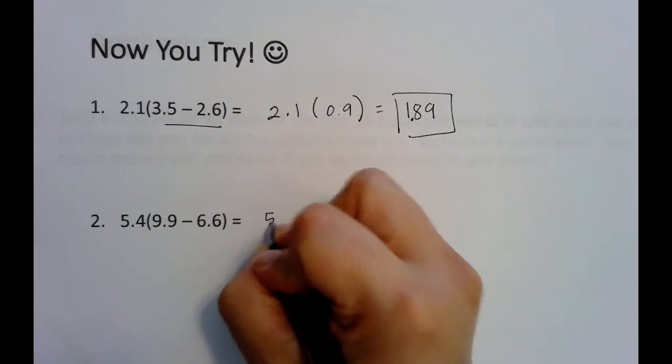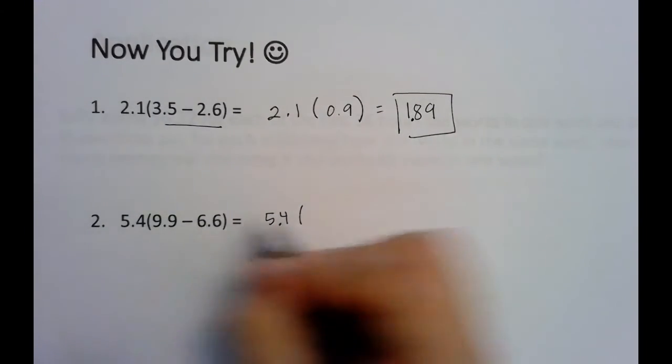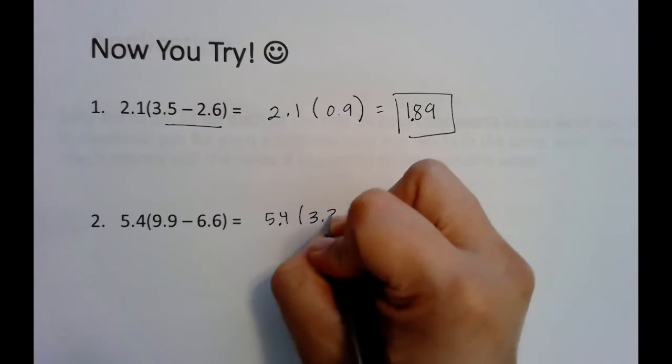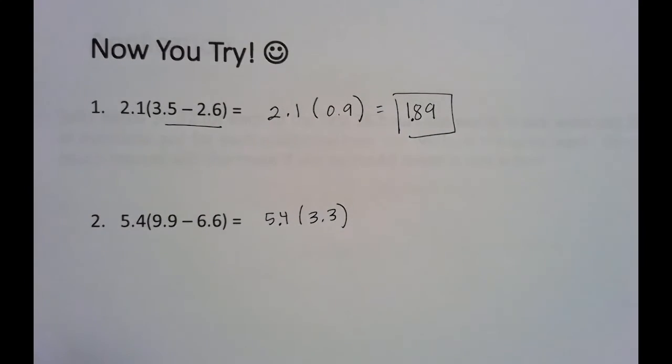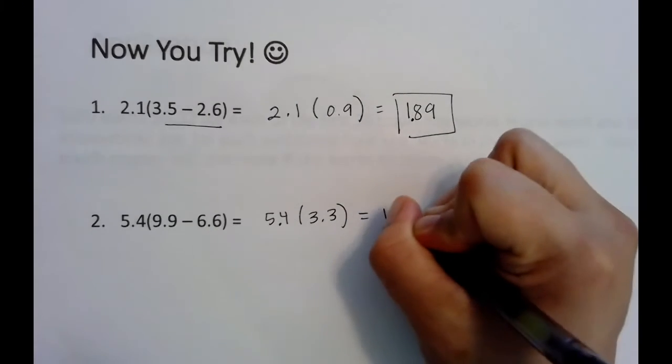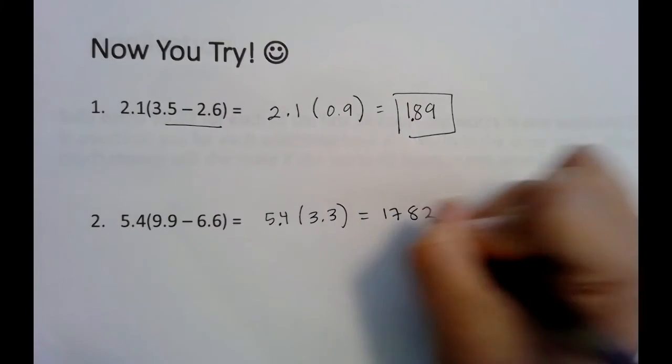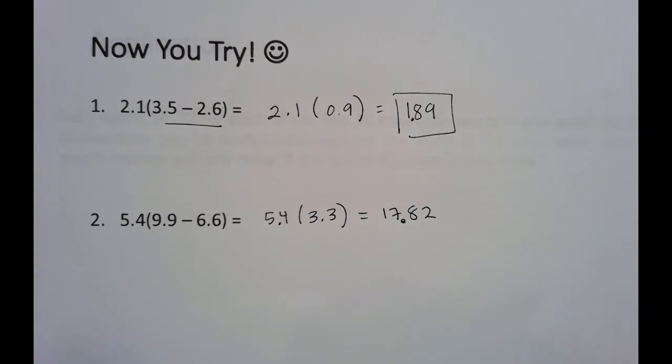And then same here, we're going to do inside the parentheses first. So 9.9 minus 6.6 is 3.3. Okay. And then 3.3 times 5.4 is 1782. But there are 2 decimals, so 17.82.